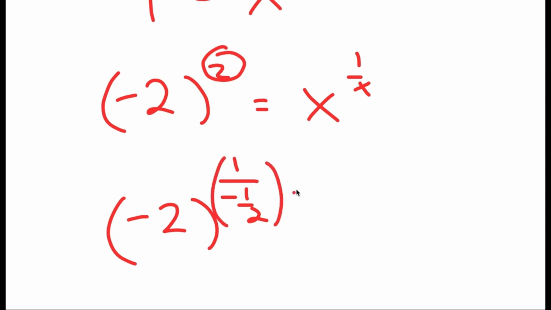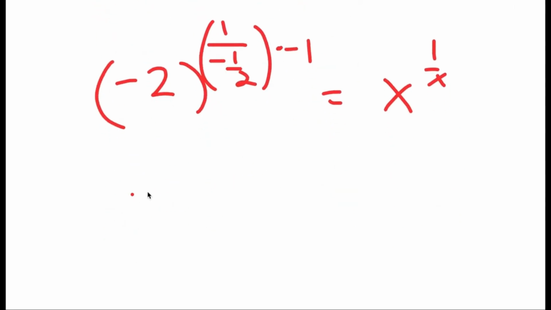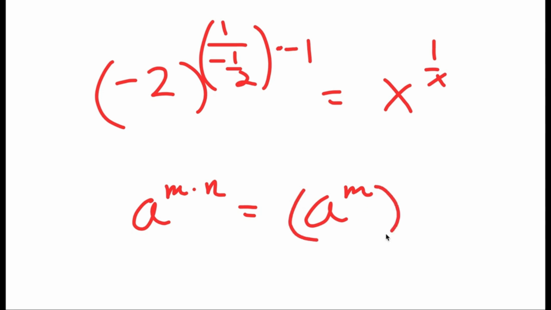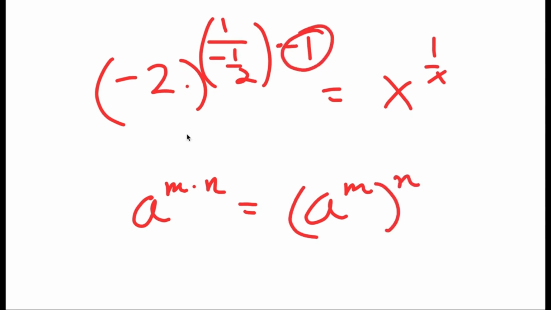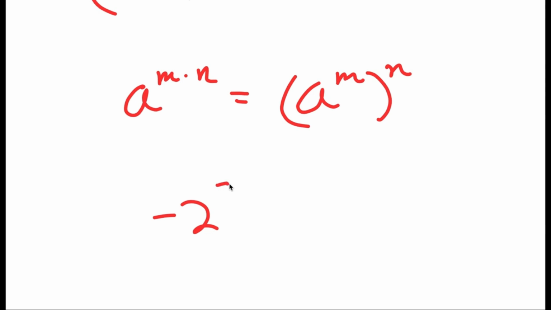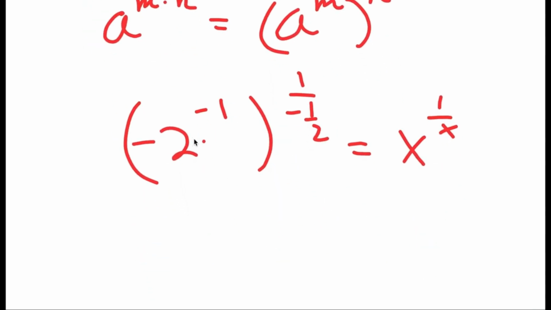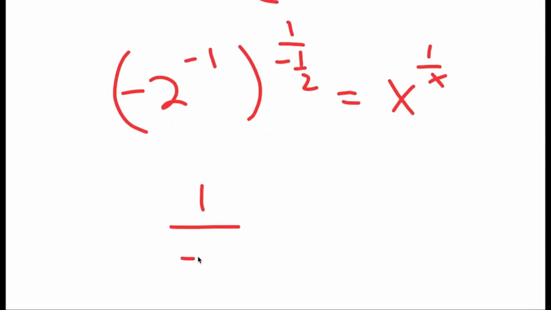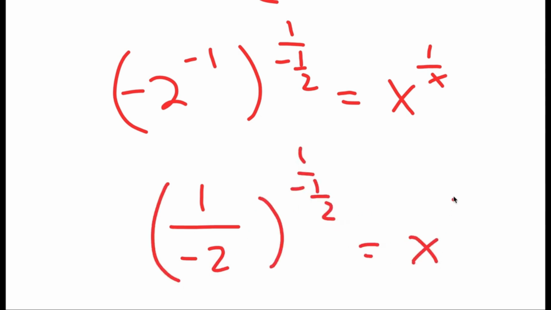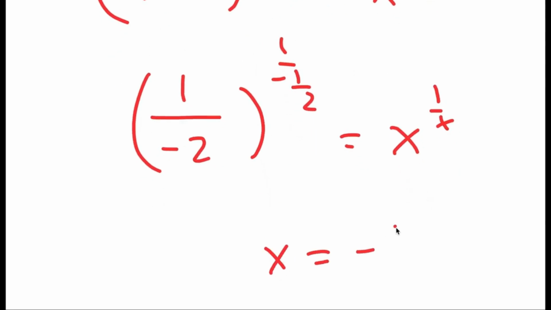And I have this times -1. So I have 1 over -1/2 times -1. And remember, if I have something in the form a to the power of m times n, this is equal to a to the power of m to the power of n. So this -1, I'm going to move to be an exponent of -2. So I get -2 to the power of -1 to the power of 1 over -1/2 is equal to x to the power of 1 over x. And -2 to the power of -1 is 1 over -2. So my solution here is -1/2.